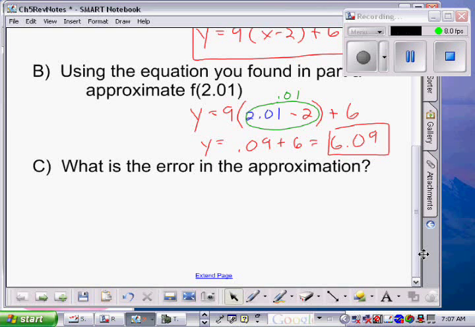All right, so the error in approximation. Keep in mind that we did absolute value. Now, if we were approximating 2.01, to get our error in approximation, we have to plug the 2.01 back into the original, and then we'll subtract the approximation we just got, which was 6.09.